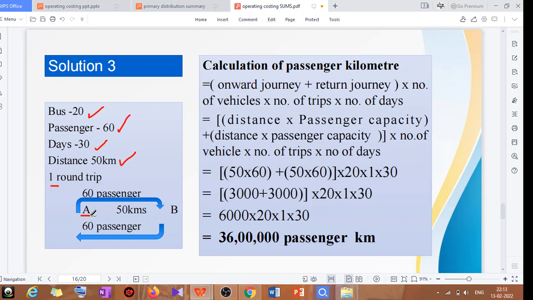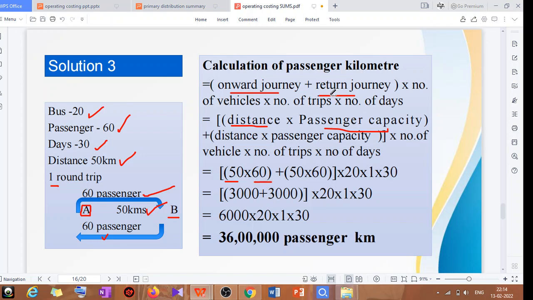See, I have mentioned in this small diagram here from A to B. Distance traveled 50 kilometers. Passenger 60. While returning it is 60 only. Clear. Then calculation of passenger kilometer, that is onward journey plus return journey, same into number of vehicles, number of trips into number of days. So onward journey means here it is distance into passenger capacity. How many passengers were there? That is 60. Clear. So distance traveled 50, passenger capacity 60 in the onward journey.